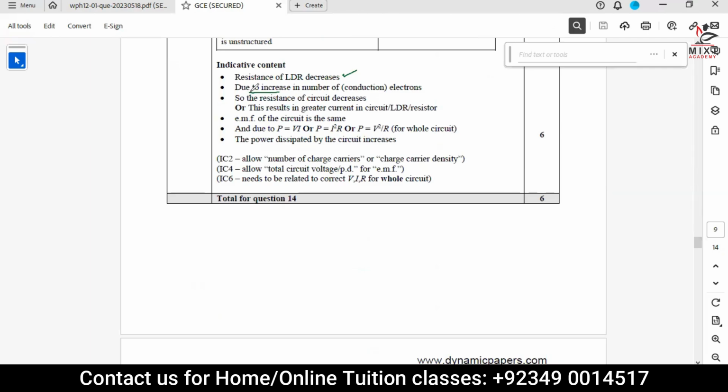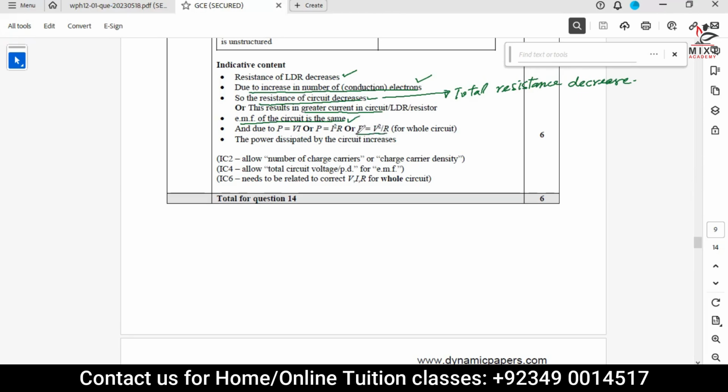So it increases the number of conduction of electrons. So the resistance of the circuit decreases. This is the point you have missed. So total resistance decreases. Yes, so this is an important point. Now the net current: greater net current in the circuit, EMF is the same, as you have written.